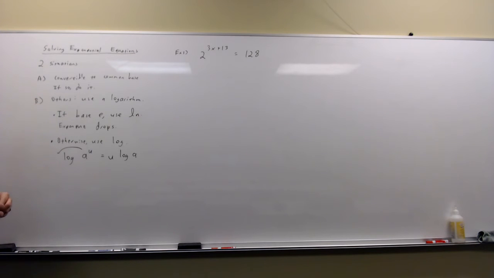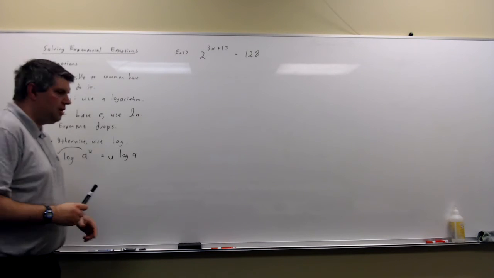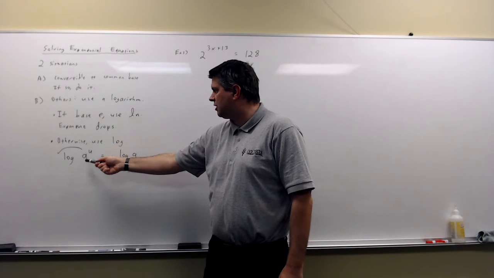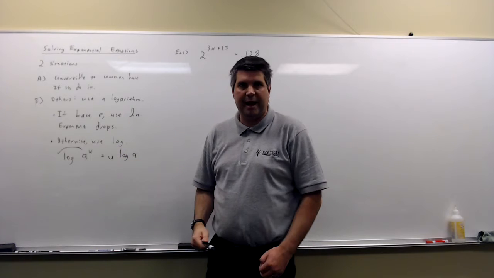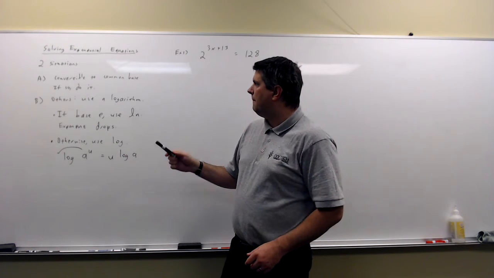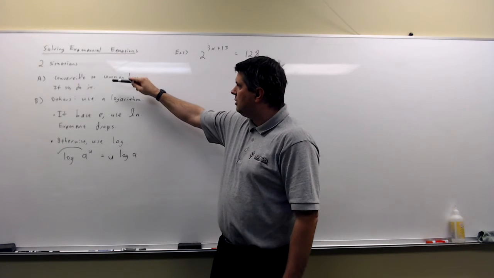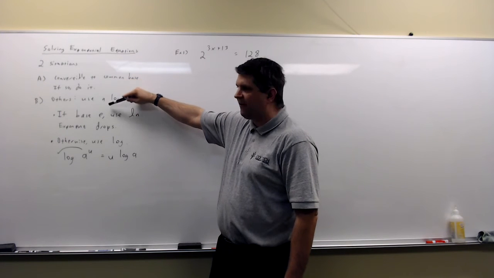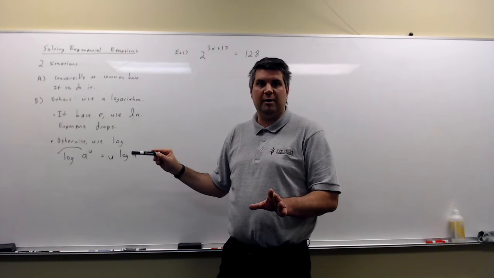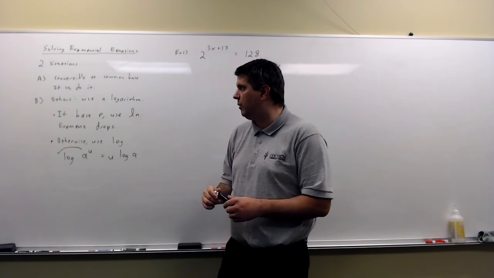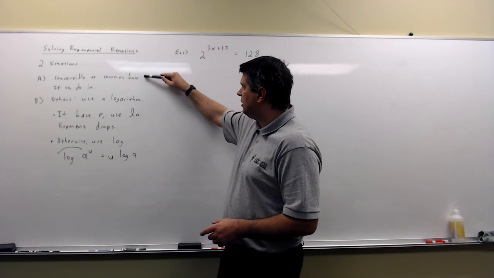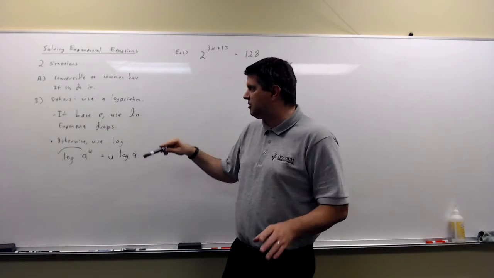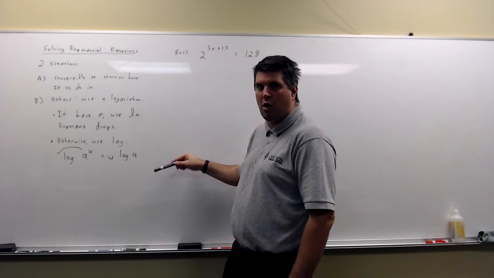Now with the Swokowski-Cole textbooks, they use natural log if the base is e. They use a common logarithm for any other base. Okay? So if convertible to a common base, you don't have to use a logarithm. But logarithms will work for any exponential equation. So not all exponential equations can be done this way, but all exponential equations can be done using logarithms.